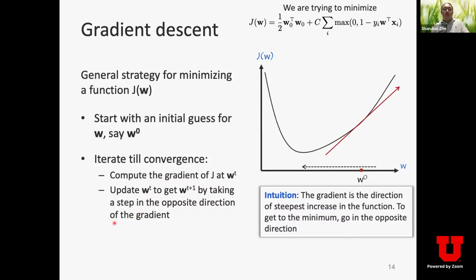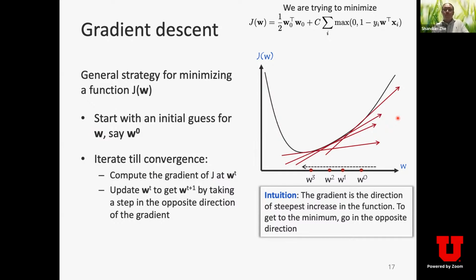So this is an example. We start from W0, and the gradient direction is toward the right, so we move toward the left and get W1. We keep doing that, get W2, and keep going until convergence, or until it is close enough to some minimum.